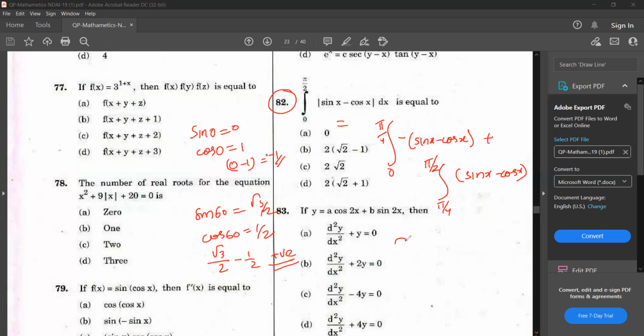Okay, now do integration. What is the integral of sine x? That is minus cos x. What is the integral of cos x? That is sine x, in the interval 0 to pi by 4. Here, if I do integral, what is the integral of sine x? Minus cos x. What is the integral of cos x? That is sine x, in the interval pi by 4 to pi by 2.